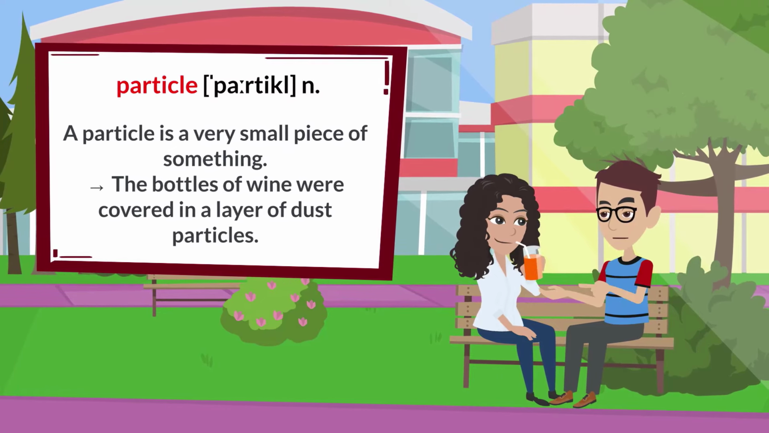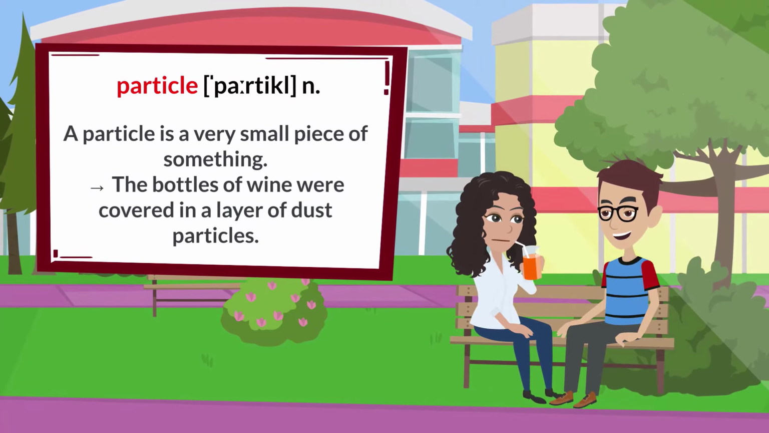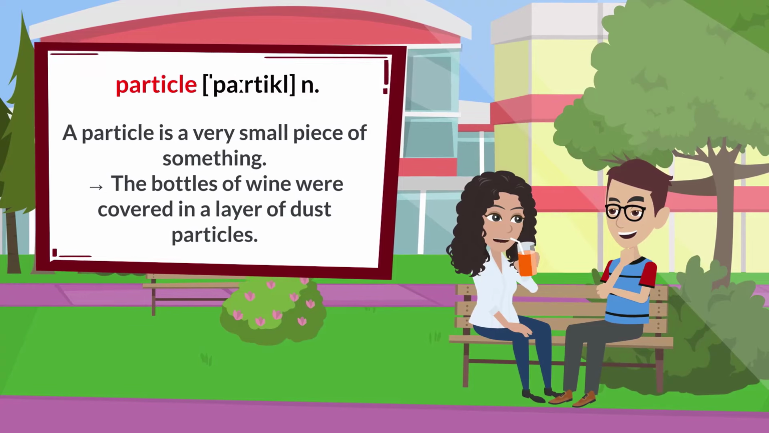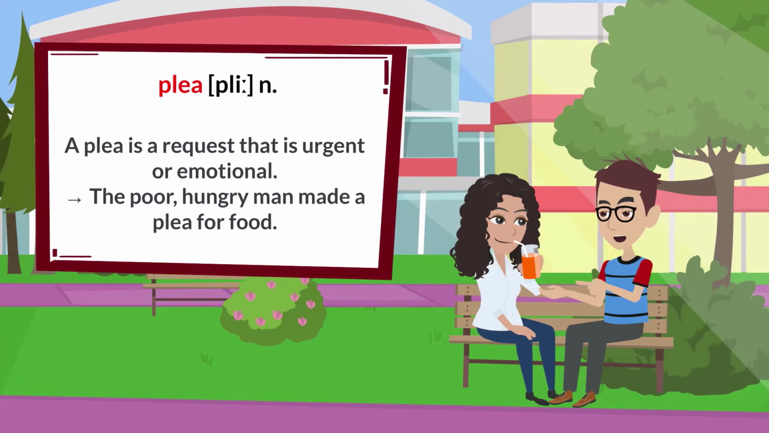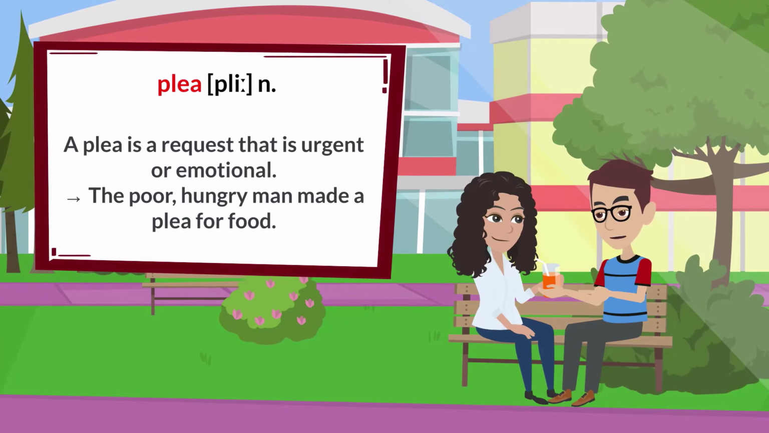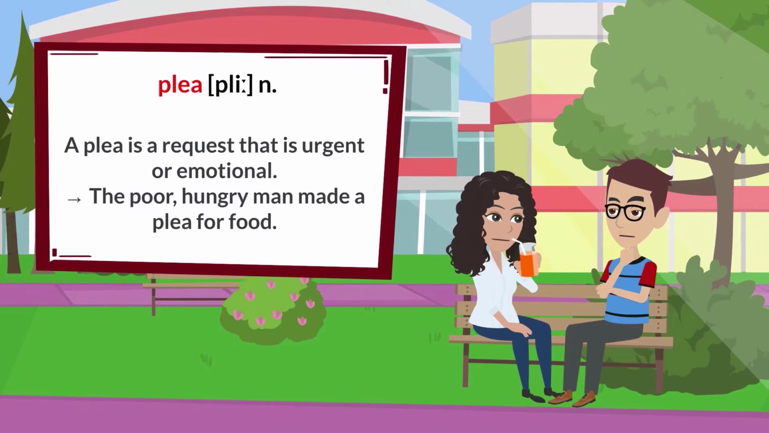Particle. A particle is a very small piece of something. The bottles of wine were covered in a layer of dust particles. Plea. A plea is a request that is urgent or emotional. The poor hungry man made a plea for food.